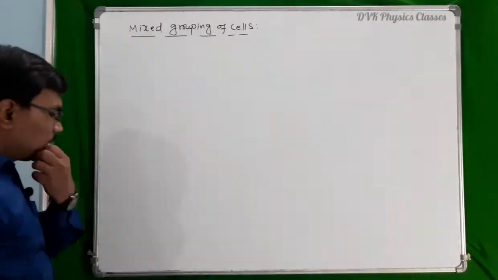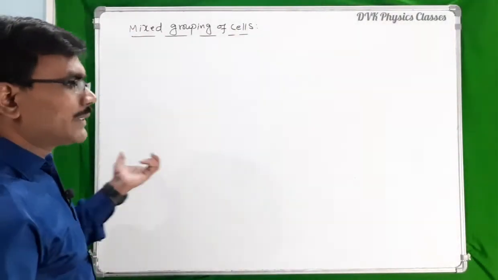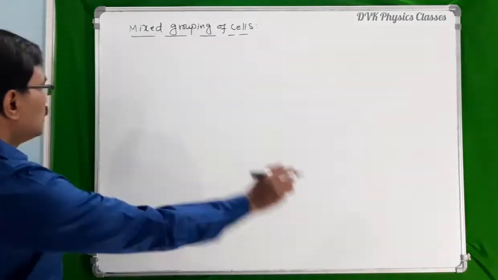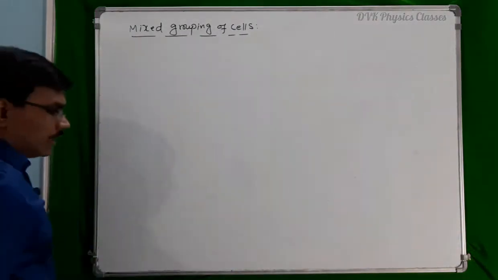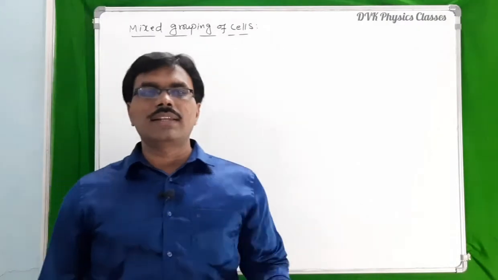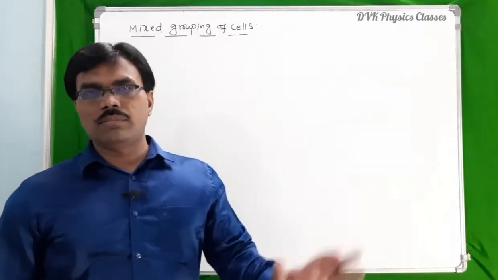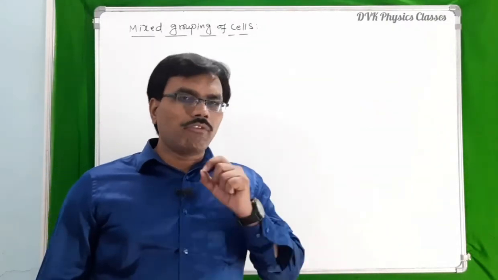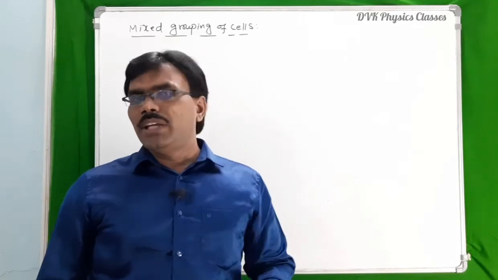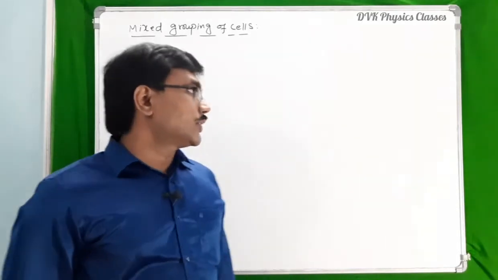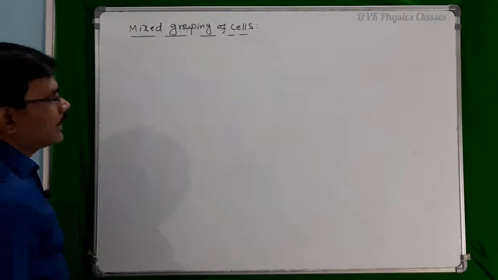Right. So mixed grouping means what? Cells will be there in both series as well as parallel combination. For example, here we are taking a special case, where all these cells that we are connecting are identical, meaning each of them has the same EMF as well as the same internal resistance. We are taking such cells here, right?